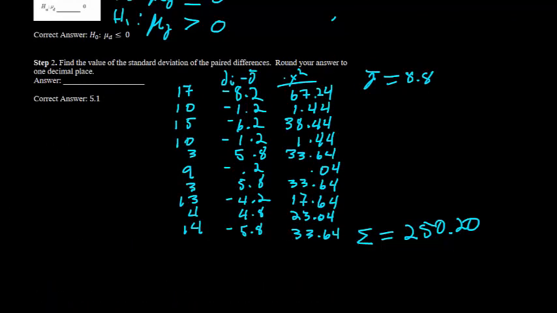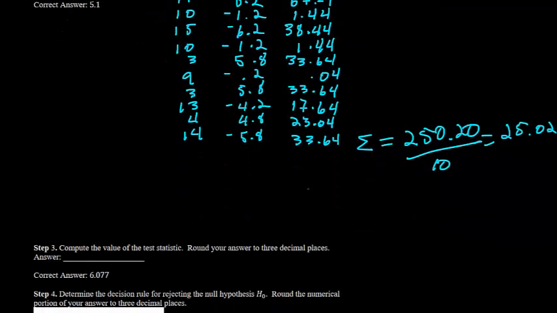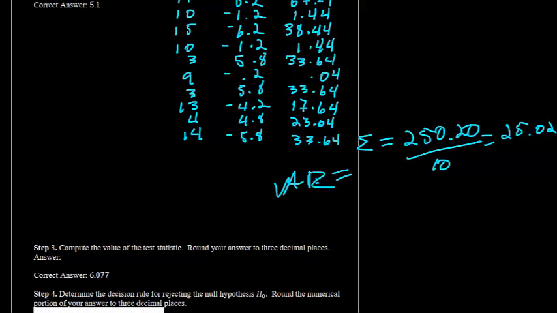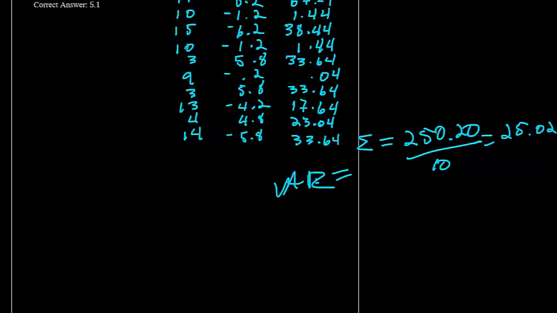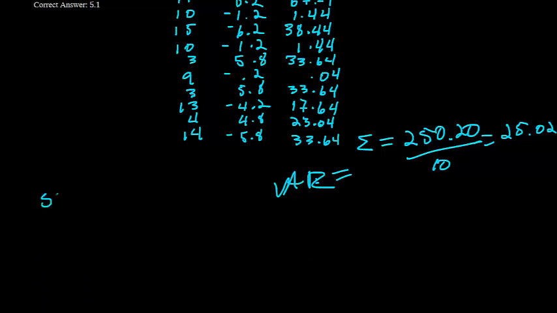So finally, when I calculate variance on my way to standard deviation, I divide by 10, and that gives me 25.02. And that is equal to my variance. How do I get standard deviation from variance? Well, standard deviation is equal to the square root of variance.